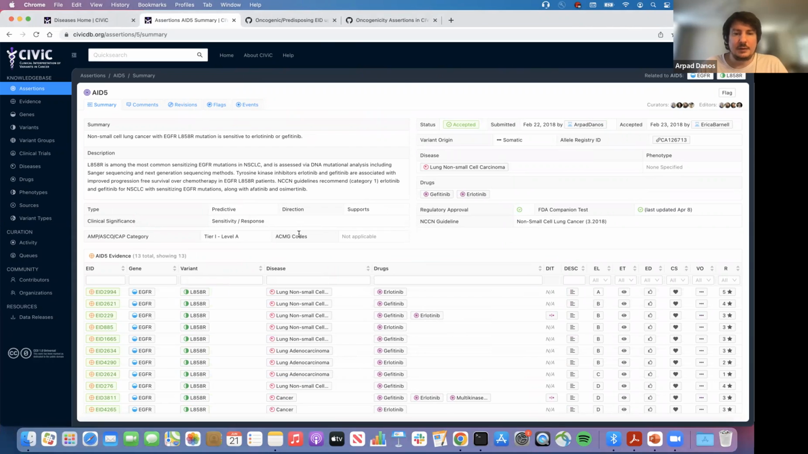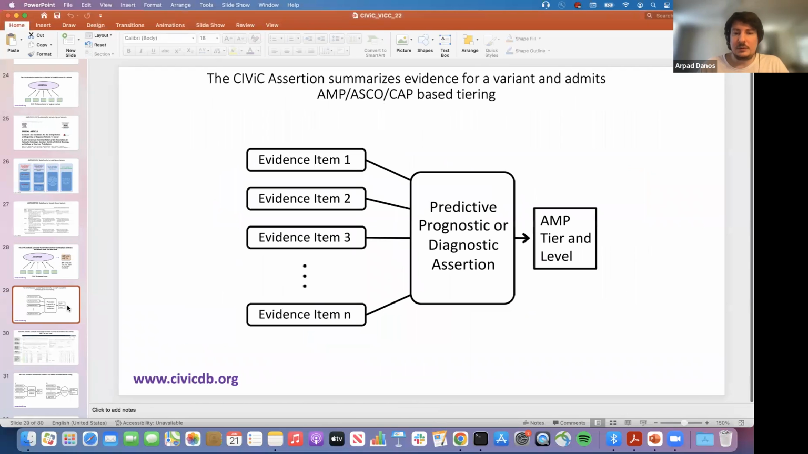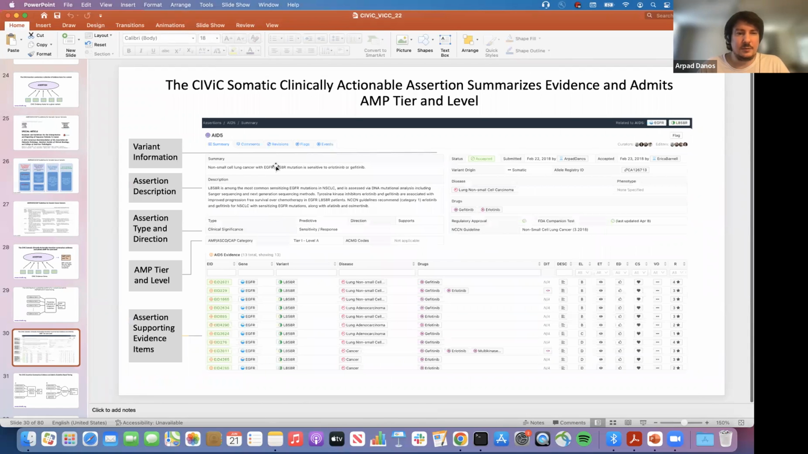It's tier 1 level A in this case. And so again, here's sort of a collect evidence. We can write the predictive, prognostic, or diagnostic assertion, associate AMP tier and level. And here's that same assertion we were just looking at.